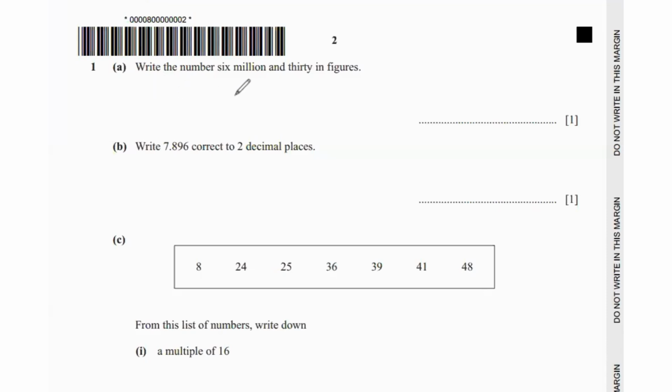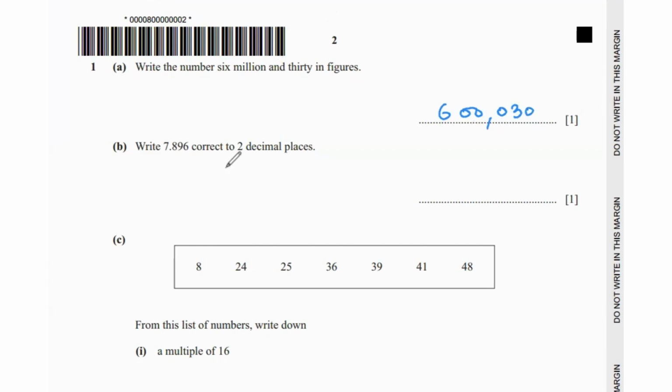Question 1 says write the numbers 6 million and 30 in figures. So a million has 6 digits. So 6, million, so 3, and then lastly 30. So 6 million and 30 in figures.